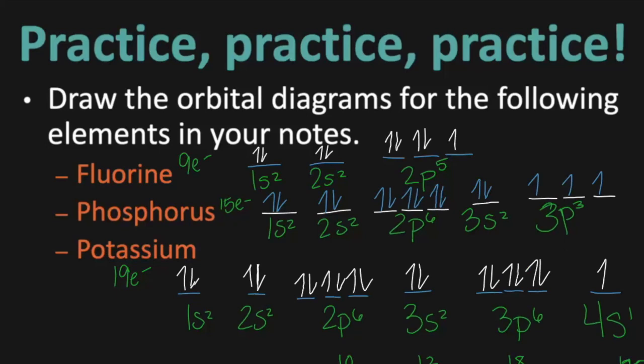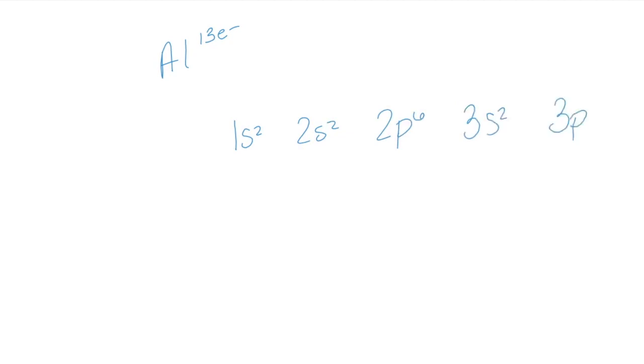All right, let's take a look at aluminum. I want to do one more example. This one's not in your notes, so you can just pay attention up here. All right, aluminum has 13 electrons. So first step, write our electron configuration. 1s2, 2s2, 2p6, 3s2, and then 3p what? 1.